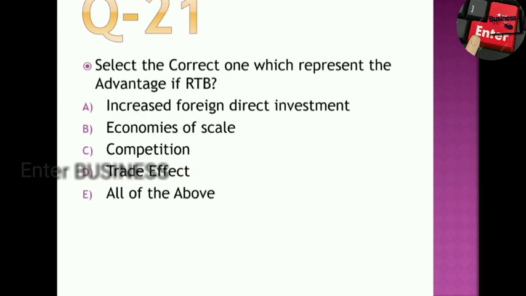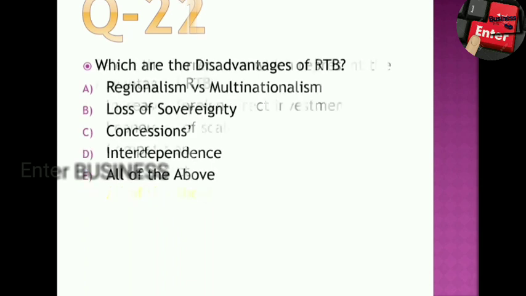And the next one is, select the correct one which represents the advantage of RTB. Option A, increased foreign direct investment. Option B, economies of scale. Option C, competition. Option D, trade effect. Option E, all of the above. So the correct answer is option E, all of the above.